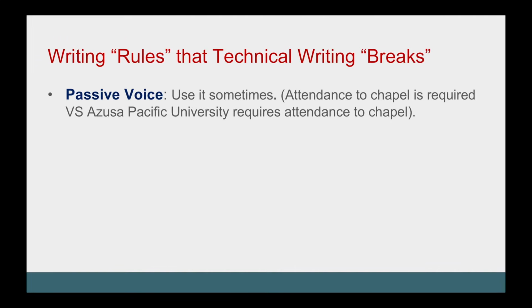Passive voice, for instance, is not only common in technical writing, but sometimes it's necessary. If the subject or person isn't important, you want to keep them a secret, or you want to focus more on the action taking place, you may need to use passive voice. For example, we could say, attendance to chapel is required, rather than Azusa Pacific University requires attendance to chapel, if we want to focus on the attendance part rather than the university itself.